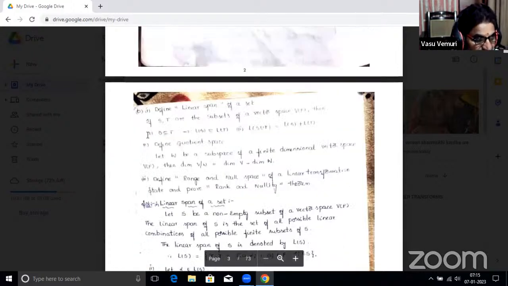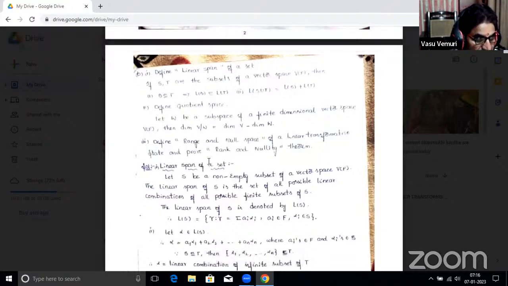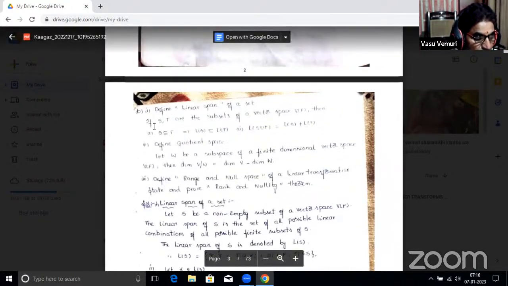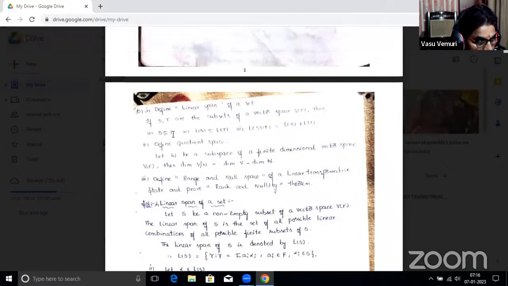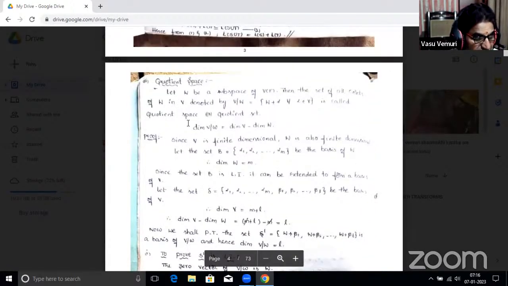Okay. Next, see the next one. Define linear span. This is the linear span definition, and along with the linear span, one of the theorems is given. S contained in T implies L of S contained in L of T. Second one, the linear span of S union T equals L of S plus L of T. Already you have seen it explained here. Next one, define quotient space.